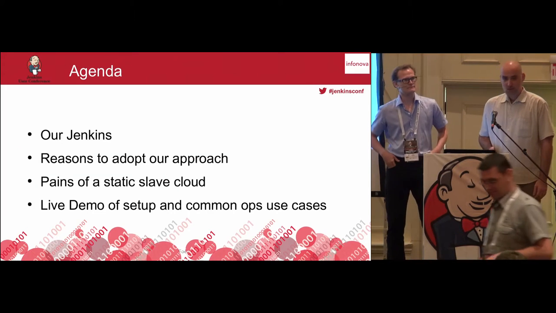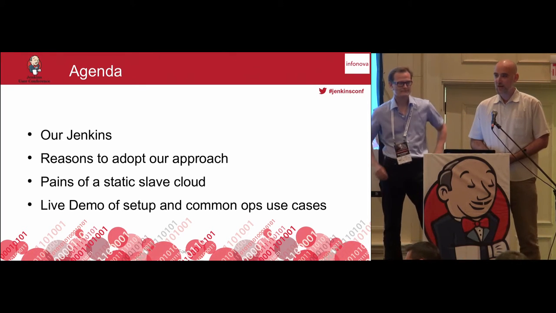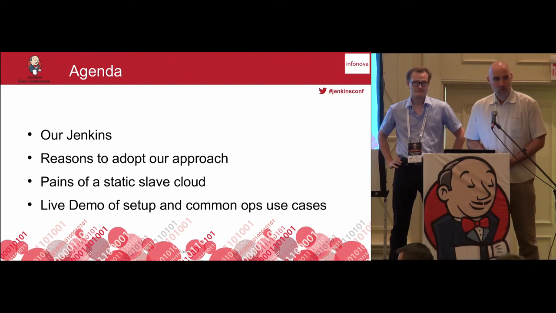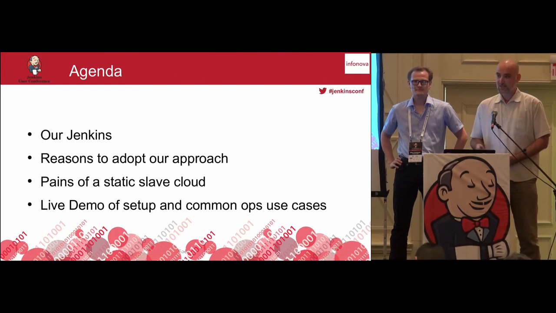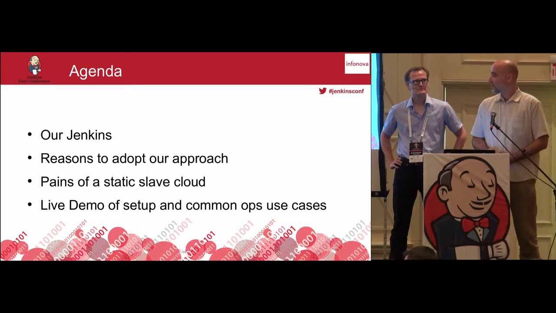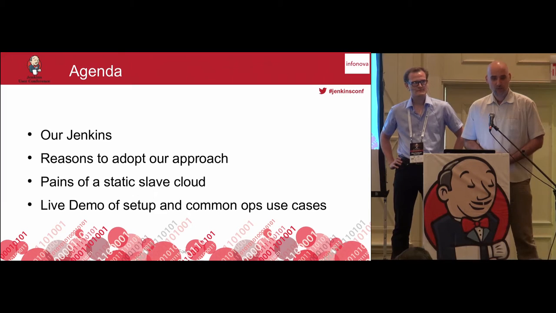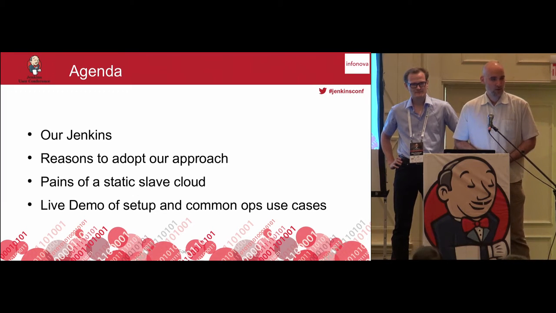What to expect now is that first we're going to give you some numbers about our Jenkins environment, how it looked before we used dynamic slaves, the reasons why we chose to go dynamic, and also reasons why we think that other people should use a dynamic slave cloud. We are going to tell you what pains we experienced with our static slaves, and if the network connectivity is going to work, we will show you in a live demo how easy it is to set up such a cloud, and we're going to show you some common ops use cases with a dynamic cloud.